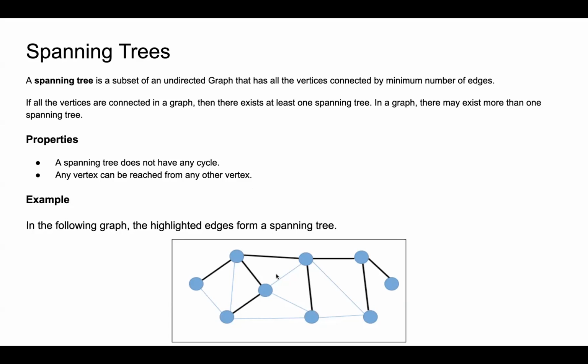So a cycle not being there in a spanning tree is the most important point, the most important property. Then, in the following graph the highlighted edges form a spanning tree. I already told you in the example: the highlighted edges, the black solid lines in the graph, form the spanning tree.